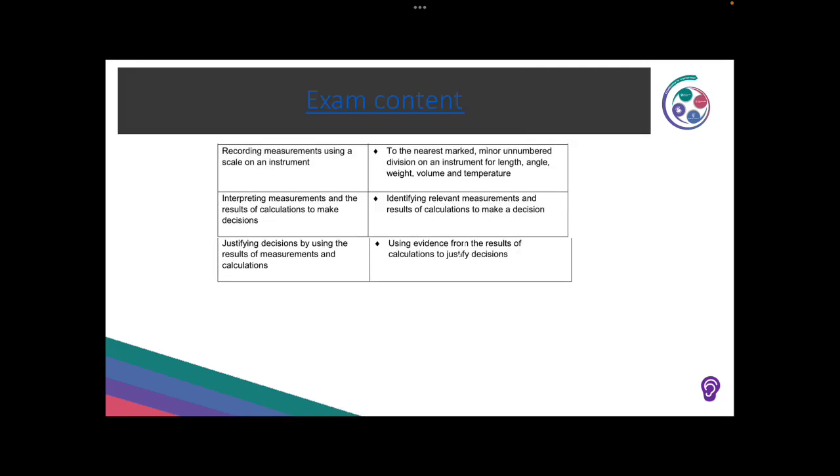Other numeracy skills still in: recording measurements using a scale on an instrument, so a ruler, or reading your scale questions, interpreting measurements and the results of calculations to make decisions, and justifying decisions by using the results of measurements and calculations. So numeracy, fairly the same.